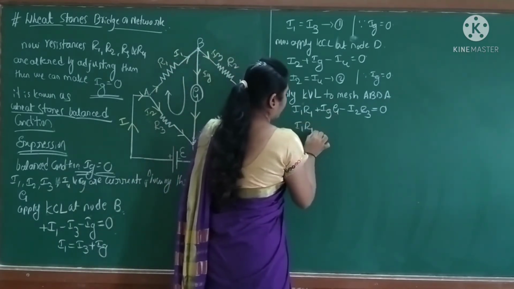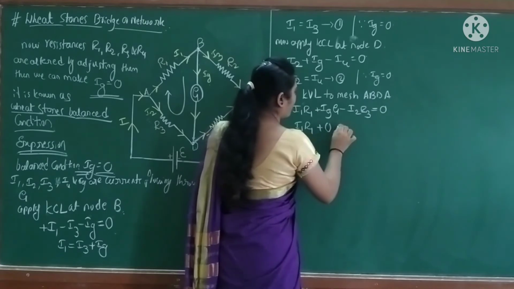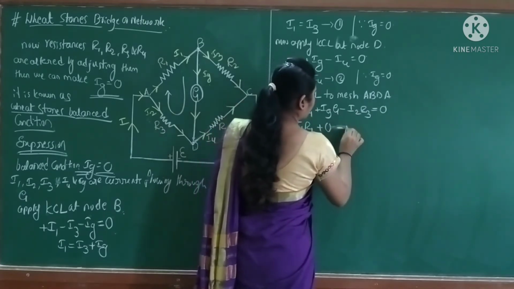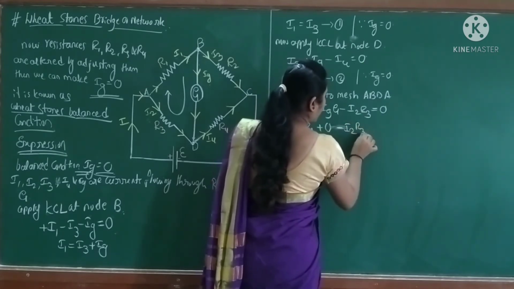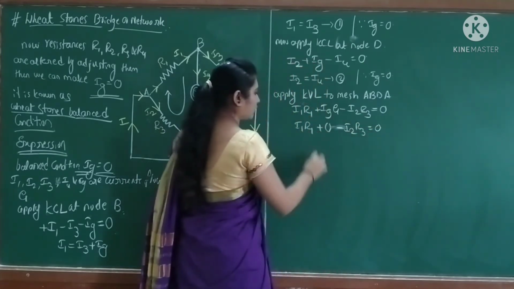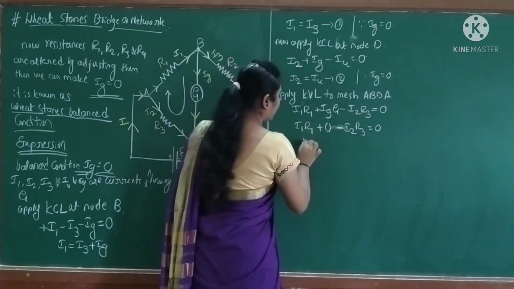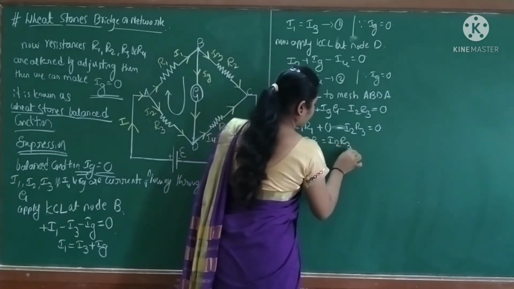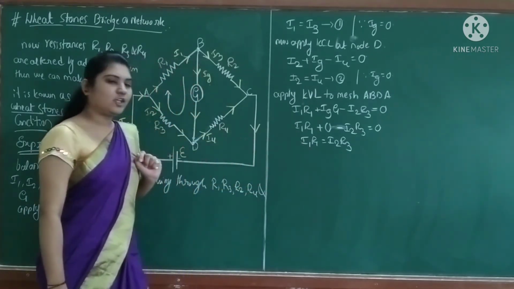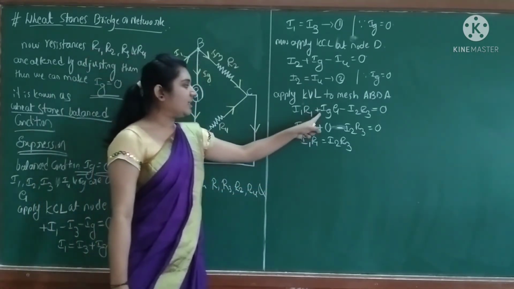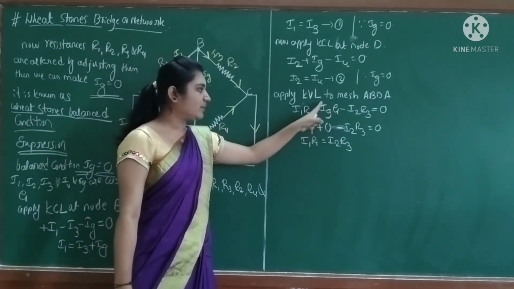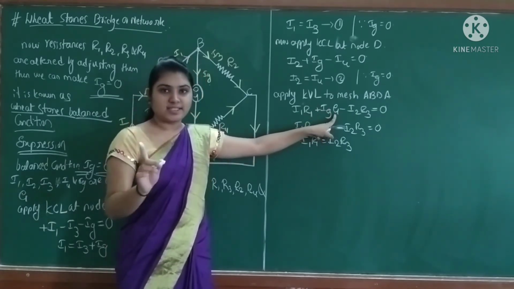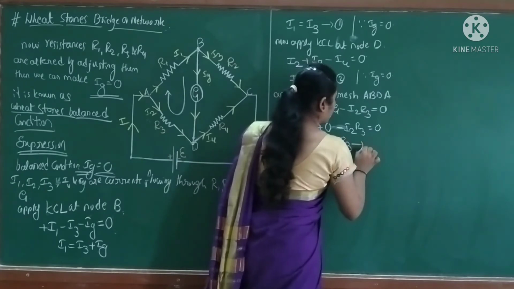So I1 R1 plus 0 minus I2 R3 is equal to 0. So move the minus to the other side, and it will become plus I2 R3. Look, is the equation correct? Yes. Ig into G, Ig will be 0, and 0 into anything is 0. So take it as equation number 3.